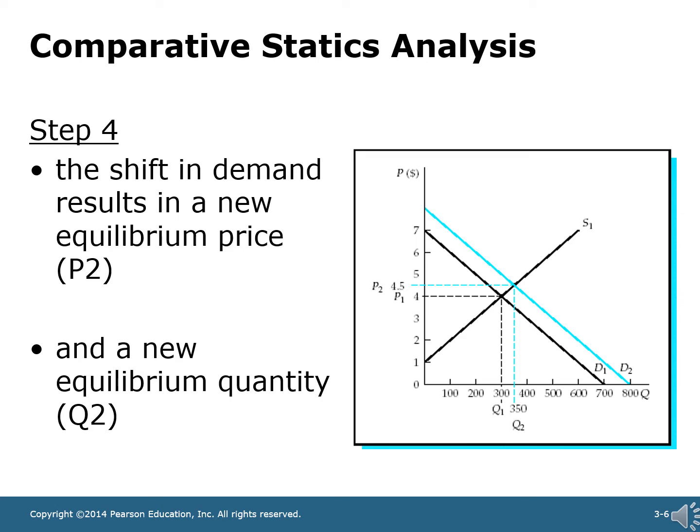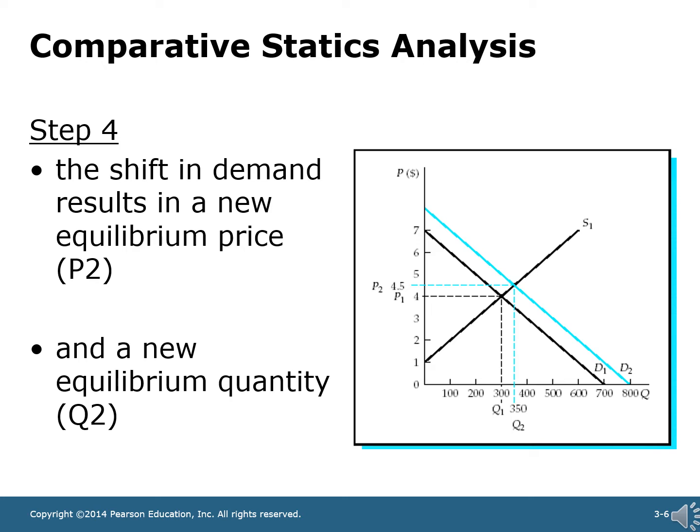Okay, so we know we shifted the demand curve to the right because consumer income increased. But now what happens? As we shift the demand curve, there's going to be a new equilibrium price and a new equilibrium quantity being bought and sold. So the new equilibrium price is P2. That's going to be where the supply curve and that new demand curve, D2, cross each other.